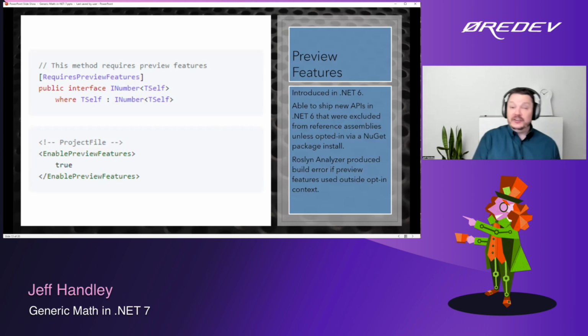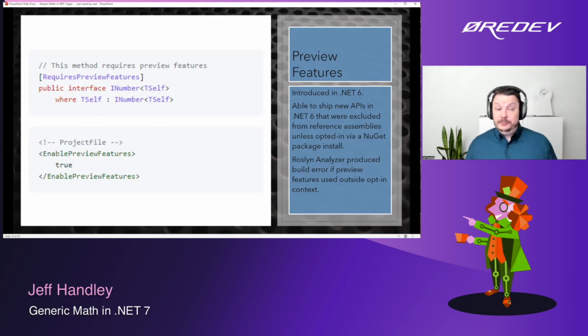We say you can't use this API unless you opt in to preview features either in your project file or by annotating your call site, as the member that's containing this, as requiring preview features itself. That way, if you stumbled across these APIs by installing the NuGet package for preview features, they'd light up, they'd be there, and you wouldn't accidentally use them thinking they were fully supported until you opt in.